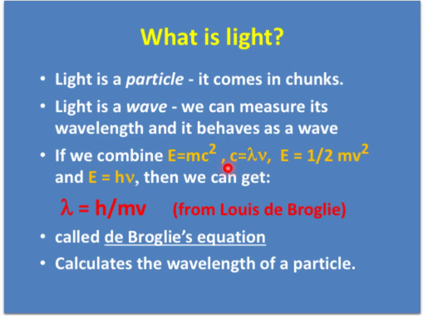The earlier equation is for a wave. This equation is for a particle. So if you're given the mass and velocity of a particle, you can calculate its wavelength. Or if you're given the wavelength and the mass, you can calculate its velocity. Or if you're given wavelength and velocity, you can calculate the mass of a particle, whichever way you want to do it. So it's used mainly to calculate the wavelength of a particle.